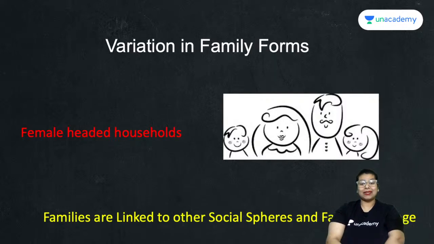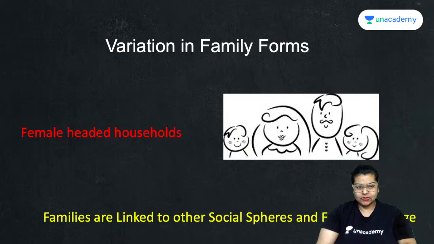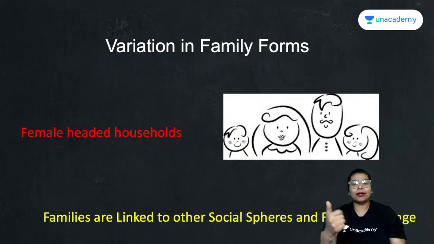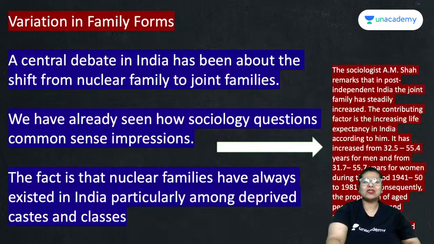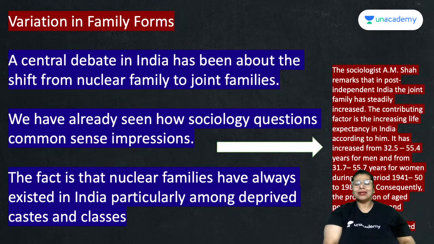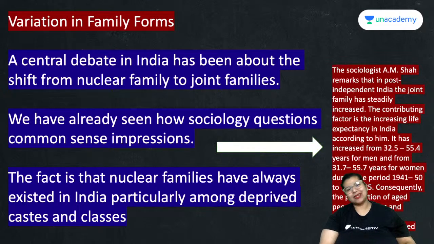What do you mean by the variations in the family forms? Point number one, there are female headed households where, of course, the female take the cake and are the leading source. And then there are families linked with different social spheres, and the families change. So there's a debate here where India has had a shift from the nuclear family to the joint families. There have been different reasons.